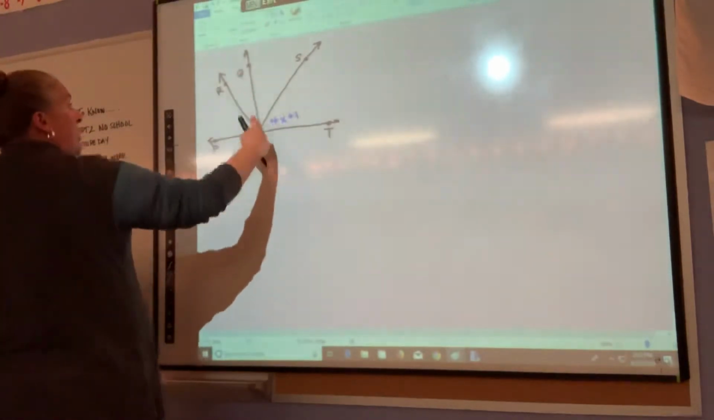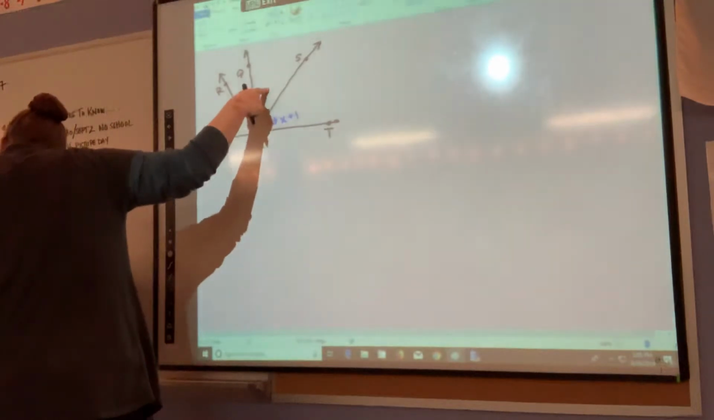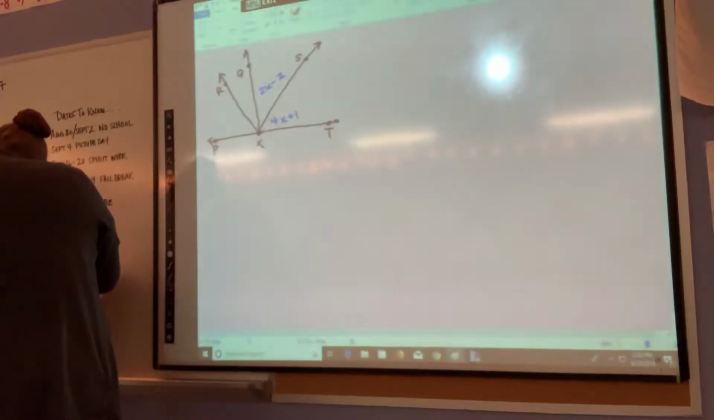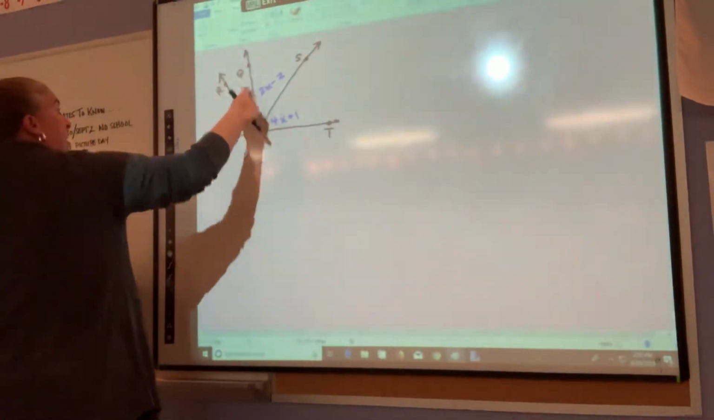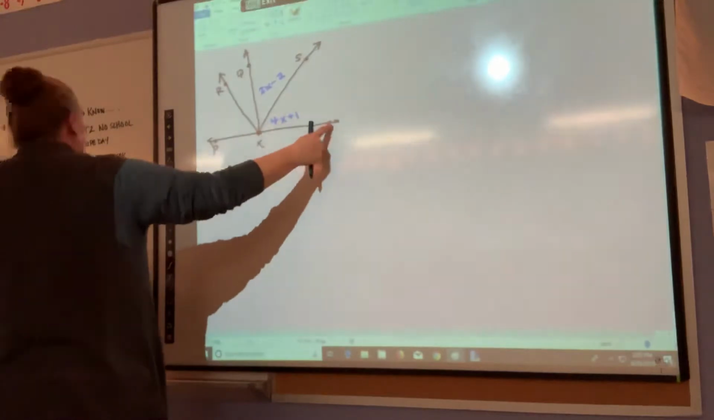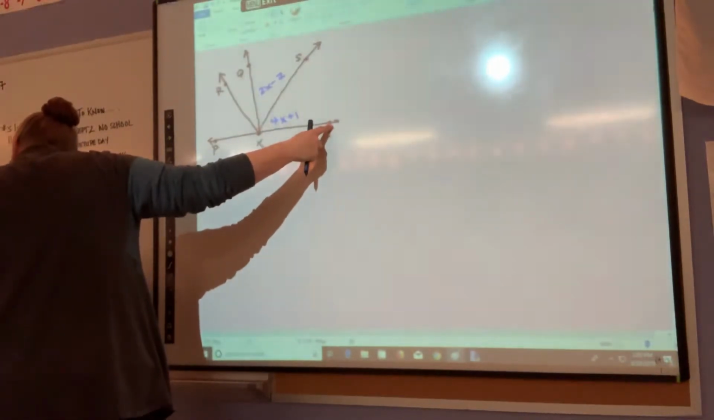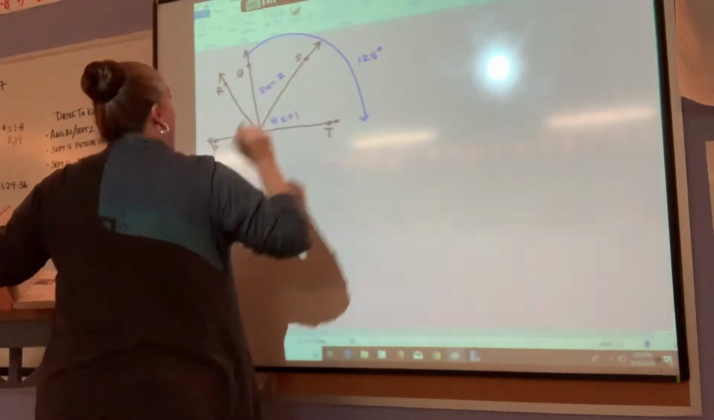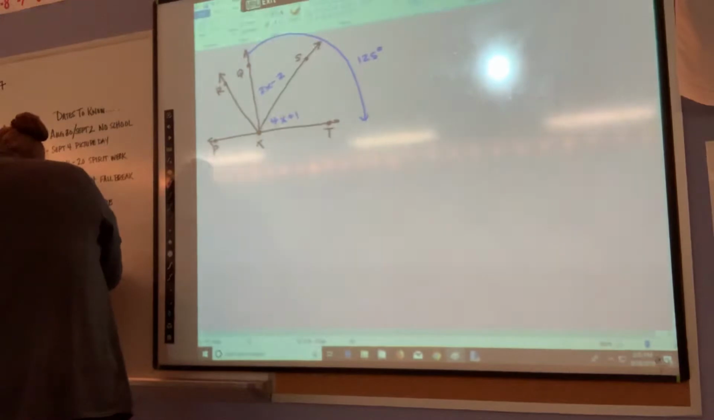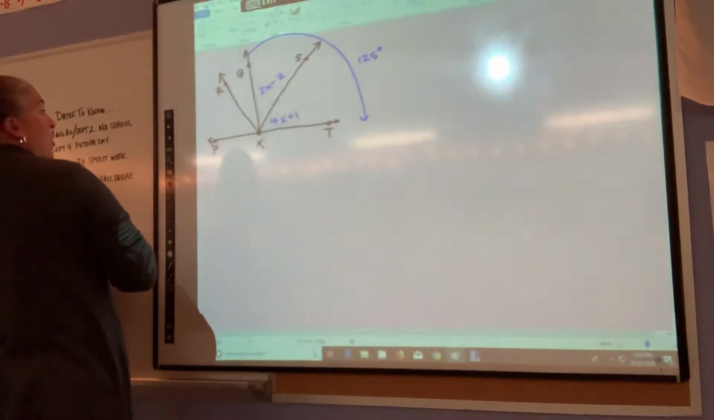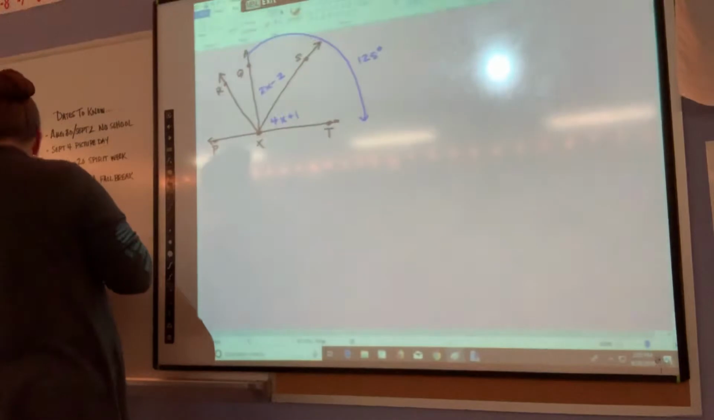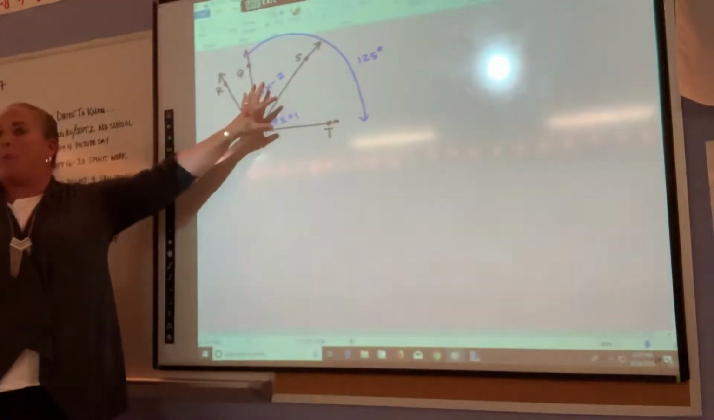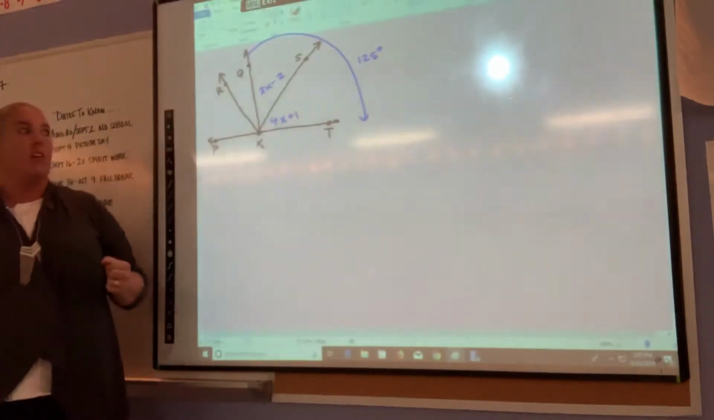QXS, 2x minus 2, QXT, what? XT is 125. You gotta love this. Okay, so this is the information that they're gonna give you, something like this today.